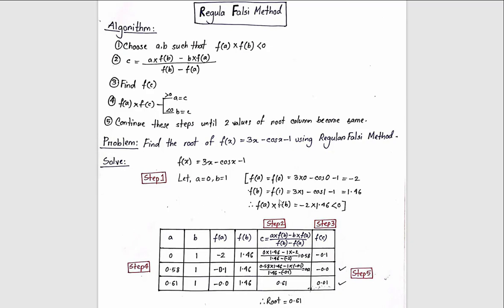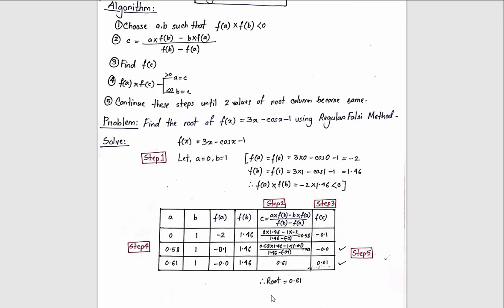Now, let us create a table where we will write a, b, f(a), f(b), c, and f(c). Then we wrote the values of a and b in the table which we chose in step 1. Then we wrote the values of f(a) and f(b), which we had already found in step 1. Now it's time for us to calculate the root using this formula.